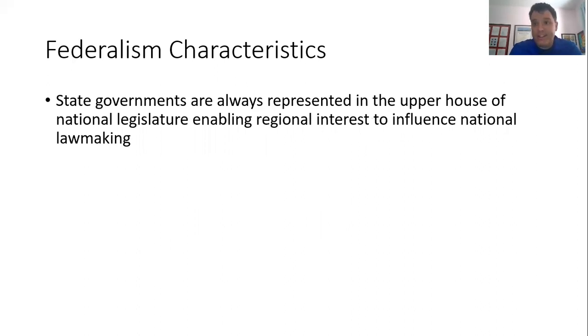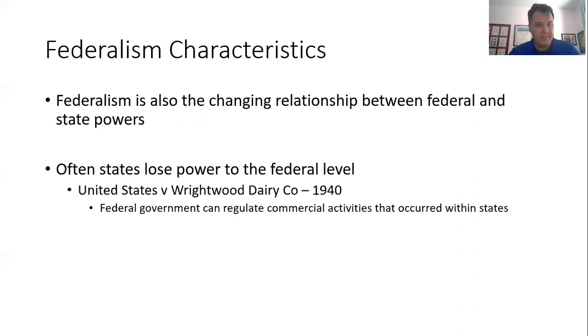All right. State governments are always represented in the upper house of the national legislature. So in the Senate, we have equal representation. A big state like California only has 2 senators, and a relatively small state like Kansas has 2 senators as well. And so in the Senate, California is represented just as much as Kansas, and you need the Senate to make any changes to federal statutes, or to bring a change to the Constitution, which would alter federalism. Federalism is seen as a changing relationship between the federal government and the states.